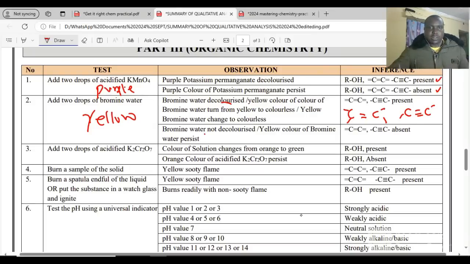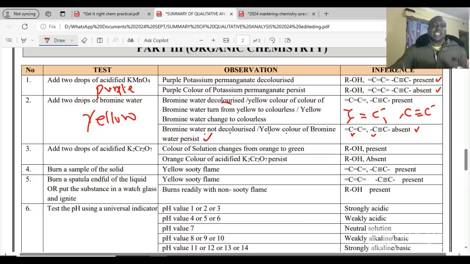If the color does not change, you just write absent. Ndio hii, bromine water not decolorized. That's okay. Or the yellow color of bromine water persists, meaning it remains yellow. Then this one is absent.